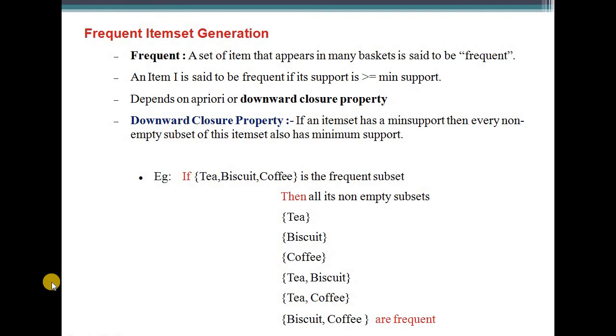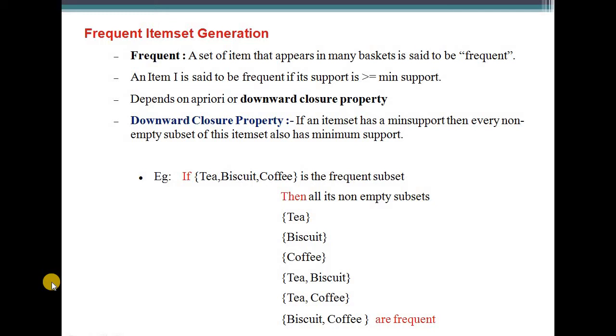Next, frequent item set generation. Frequent item set generation means a set of items that appears in many baskets is said to be frequent. An item set I is said to be frequent if its support is greater than or equal to minimum support, which we have already explained. Second, the whole frequent item set generation depends on the closure property, the downward closure property, which is also known as the Apriori property.